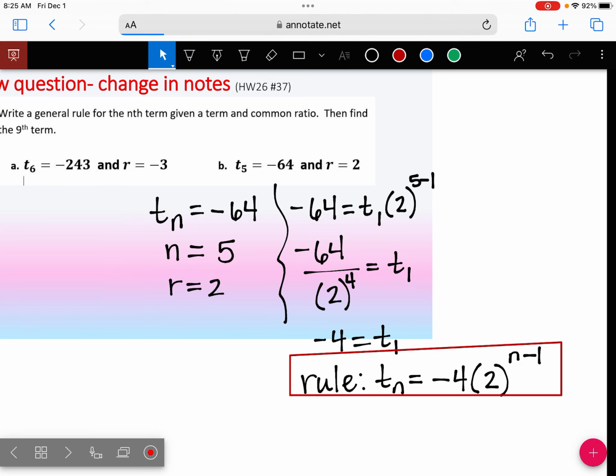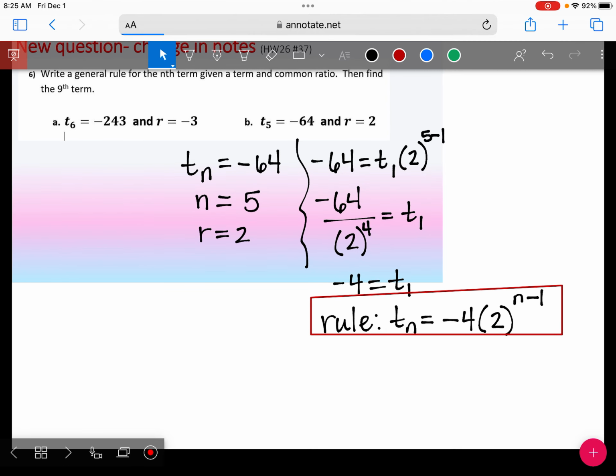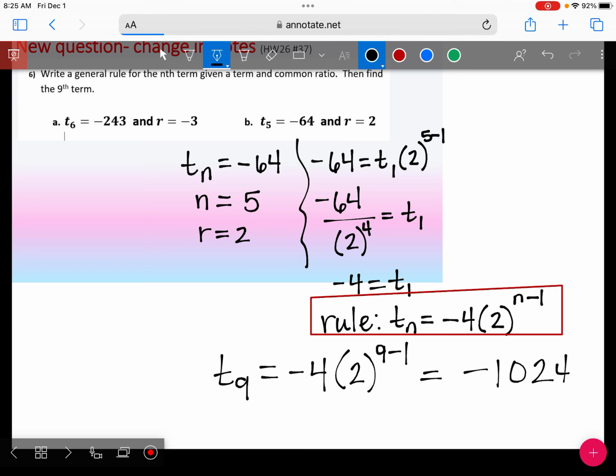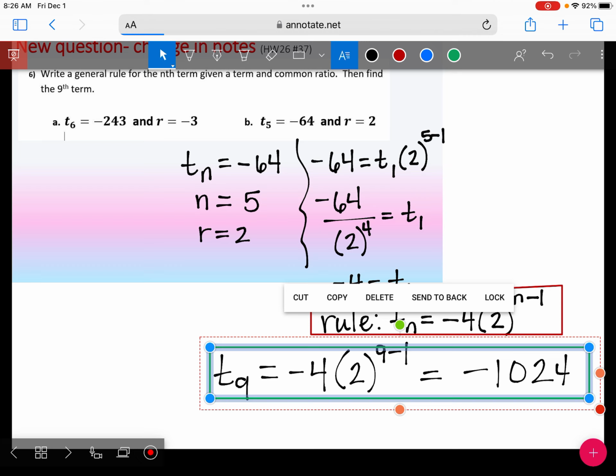So you wrote your rule. Now use that rule to find the 9th term. So T9 would equal -4 times 2 to the power of 9 minus 1, which is -1024. And that's what I got for my T9. All right, anyone else have that?